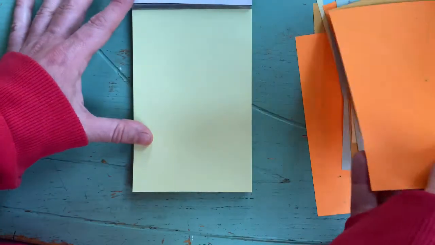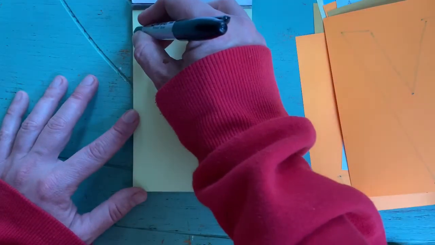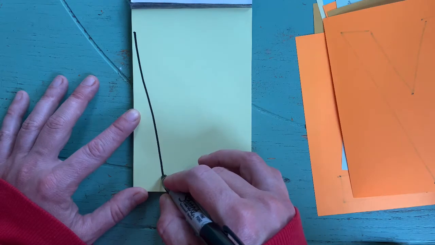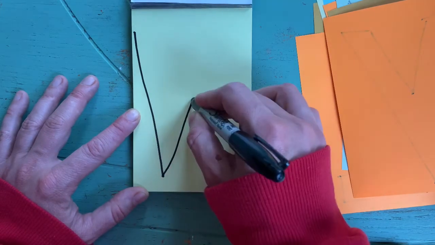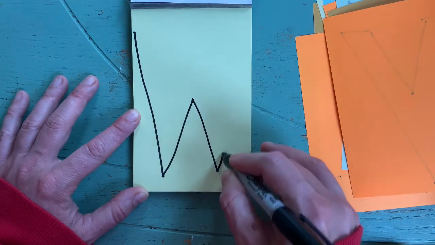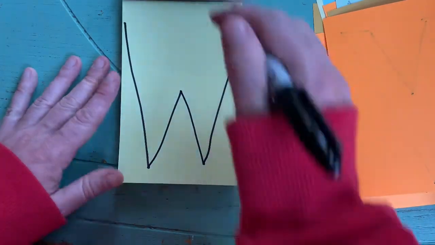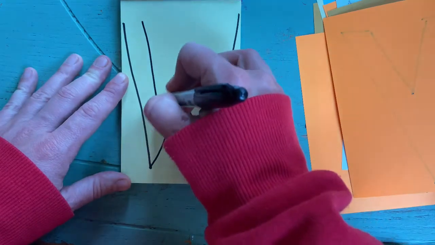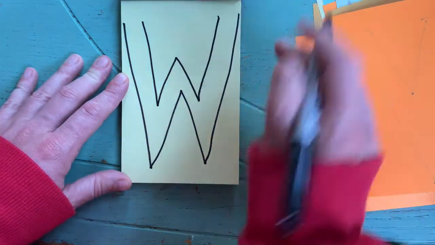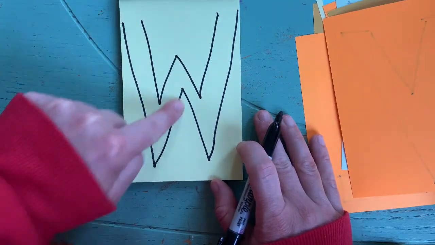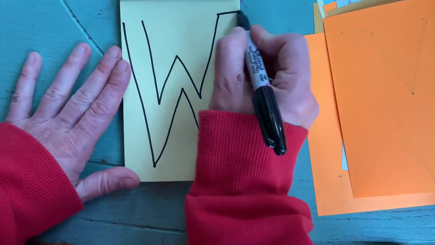Now a W. So a W, we're going to start up here at the corner. We're going to go down. Then we're going to come up like we're making a capital A and go back down, then up again. So I made a big W. And then you're going to come up from this line. You're going to do the same thing, but don't let it touch. So a little W with a big W underneath it. Then make your ends touch.